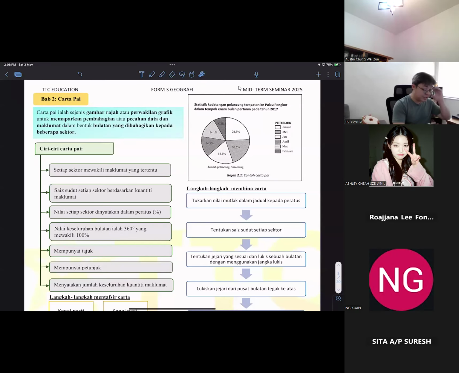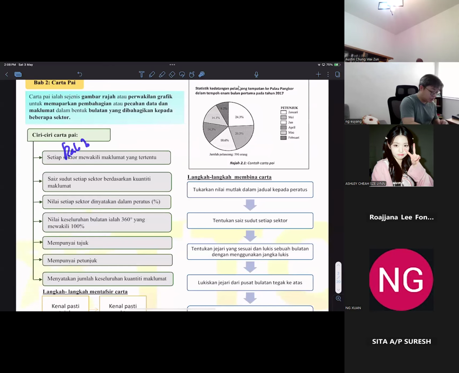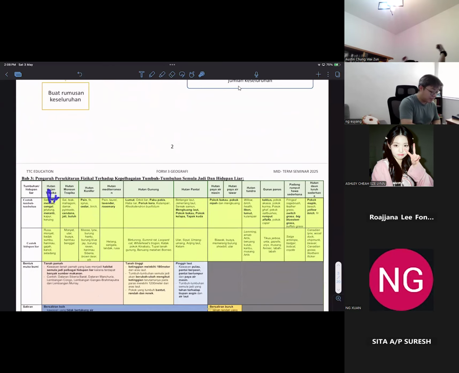So guys, this is the Form 3 seminar. Your seminar nota has very short notes on all your Bab 1 and Bab 2 on the second page, for the pie chart, carta pai. Then your Bab 3, we are trying to summarize into one table.